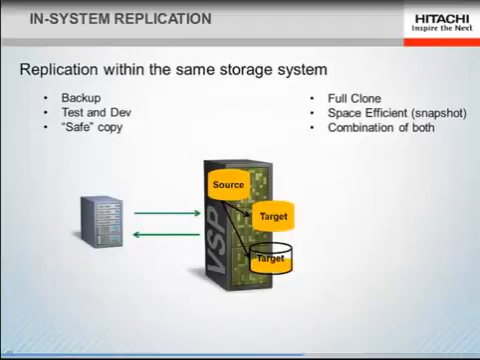The typical technologies used are a full clone, where we take the source LUN and make an exact copy of that source LUN, or a space-efficient snapshot, where we only commit the changes to the target, and the source LUN would remain unchanged. Or we can use a combination of both. You may have one full copy and one space-efficient copy for different purposes.